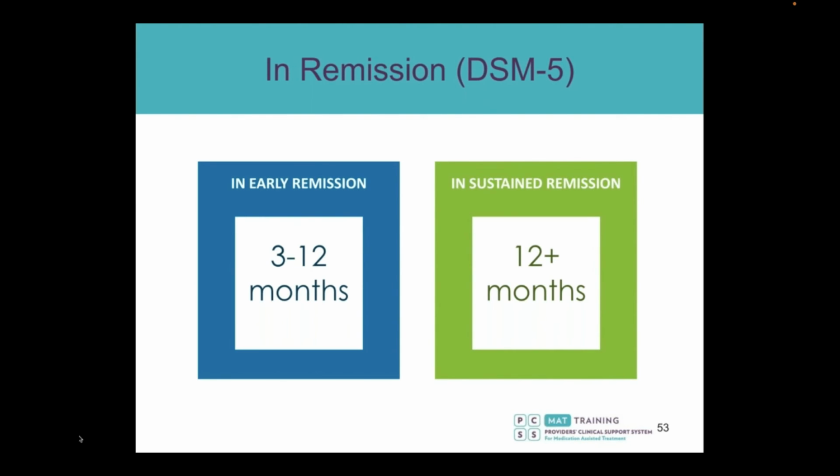They can still have craving. Craving was one of the symptoms. So it's the absence of the remaining 10 that gives you either early or sustained remission. And if they have none of those 10, even if they still have craving, and 12 months have gone by, then they're in sustained remission. This will be very inspiring and motivating to patients.